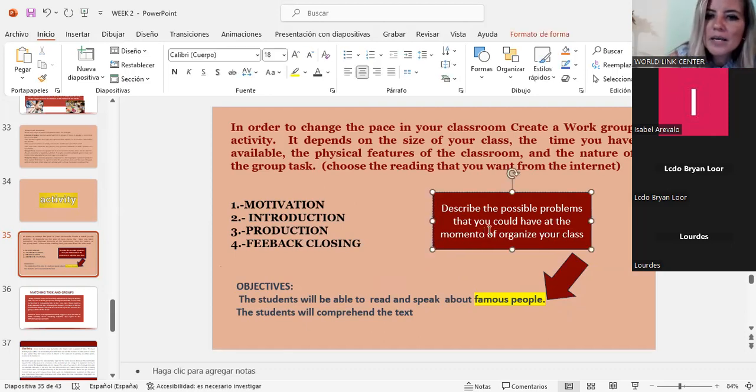of organizing your class. Okay, you're going to think about what could be the possible problems that you have, or think about the classes that you have done, and you have tried to separate the groups and the problems that you have had with your student. But this is going to be after the break, okay?